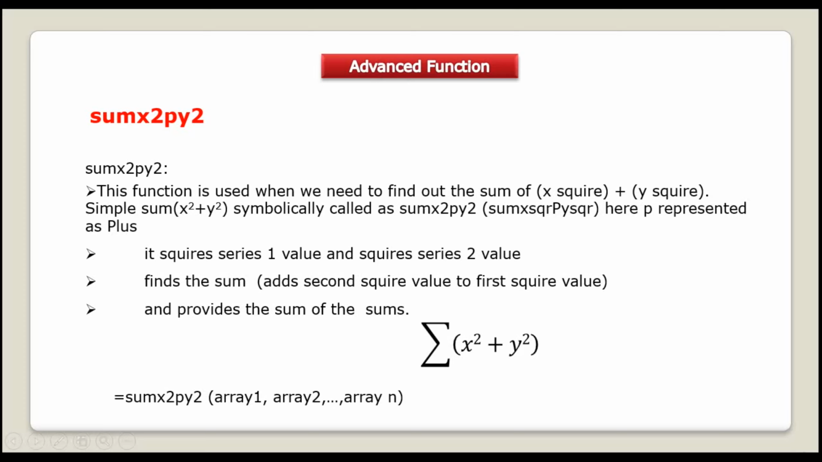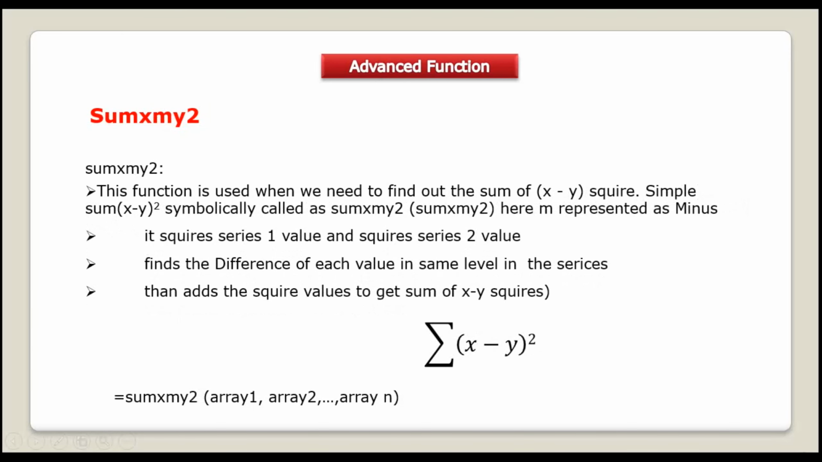Here the syntax is SUMX2PY2, meaning x square plus y square. The arguments are array 1 and array 2, and as per requirement we can enter n number of arrays. So this is about SUMX2PY2, and this also comes under the advanced series of MS Excel.